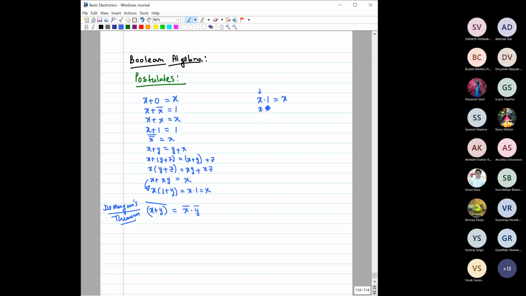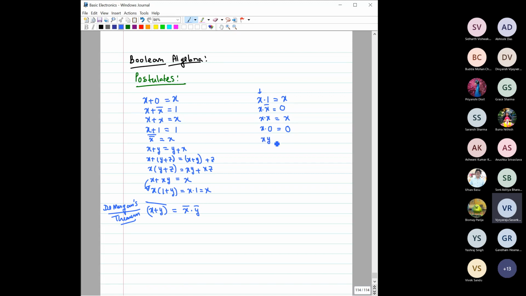Then x dot x bar, here is something interesting. If x is 0, x bar becomes 1, so 0 dot 1 becomes 0. If x is 1, x bar becomes 0. So whatever you take, the output will always be 0. Then x dot x would become x only, because 1 dot 1 becomes 1 and 0 dot 0 becomes 0. Then x dot 0 is always 0, because for AND, if one of the inputs is 0, then the output is definitely 0.